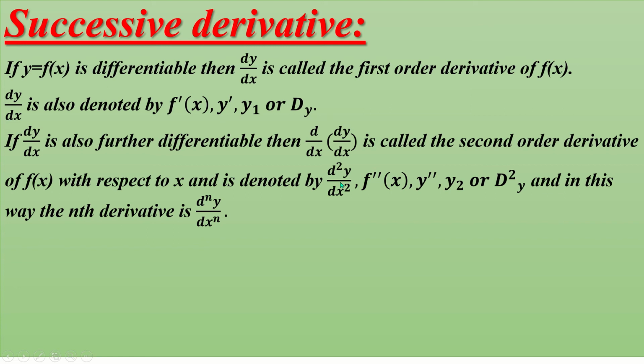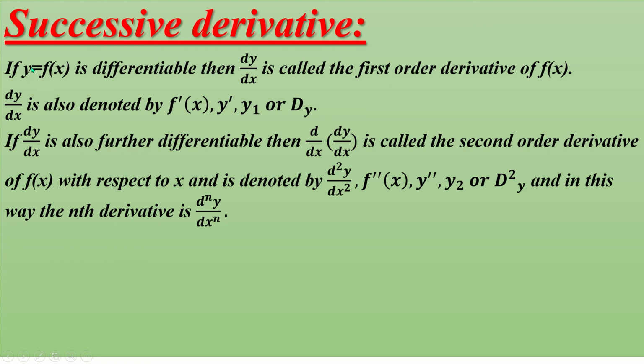That means the second order derivative of y with respect to x, or f double prime x or y double prime or y2 or D square suffix y. And in this way the nth derivative is d to the power n y by dx to the power n. Okay, these are successive derivatives.